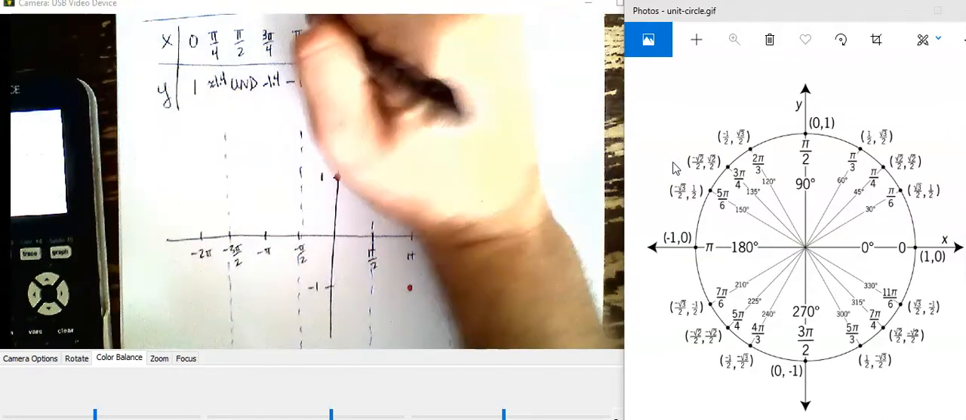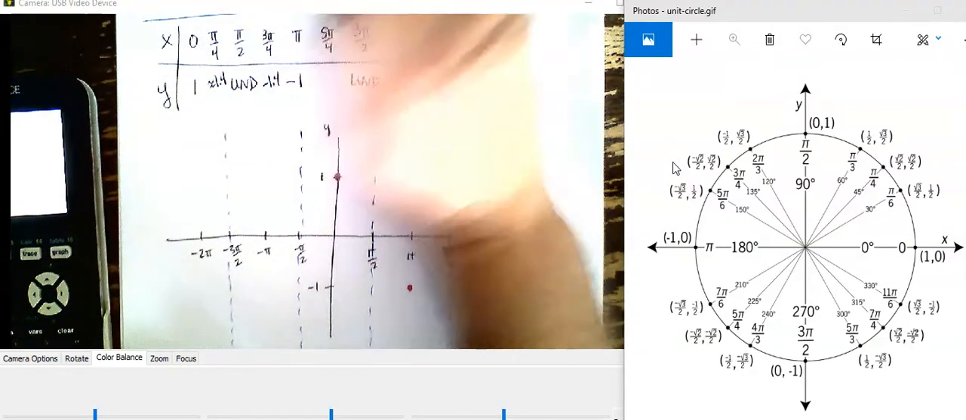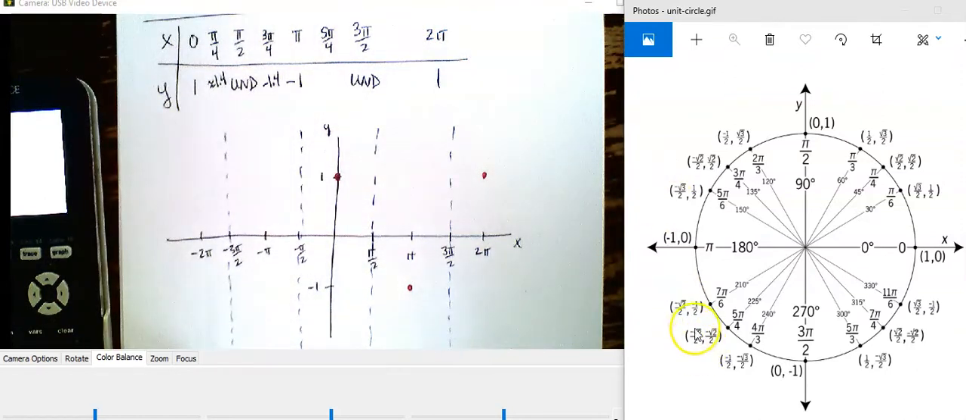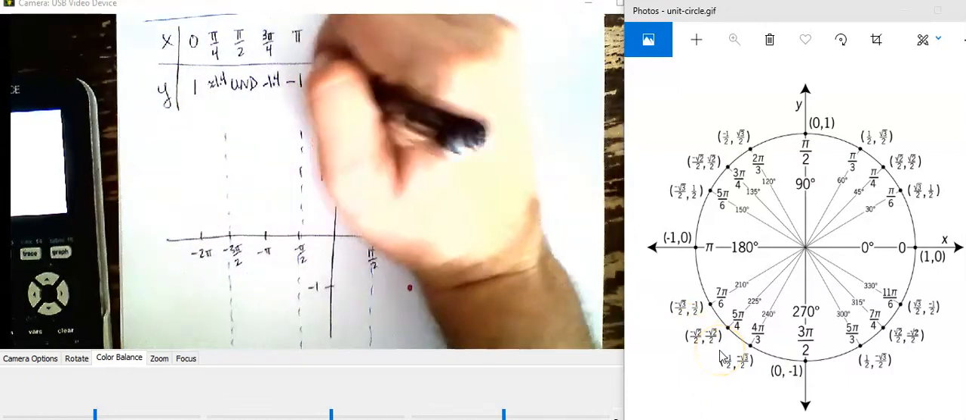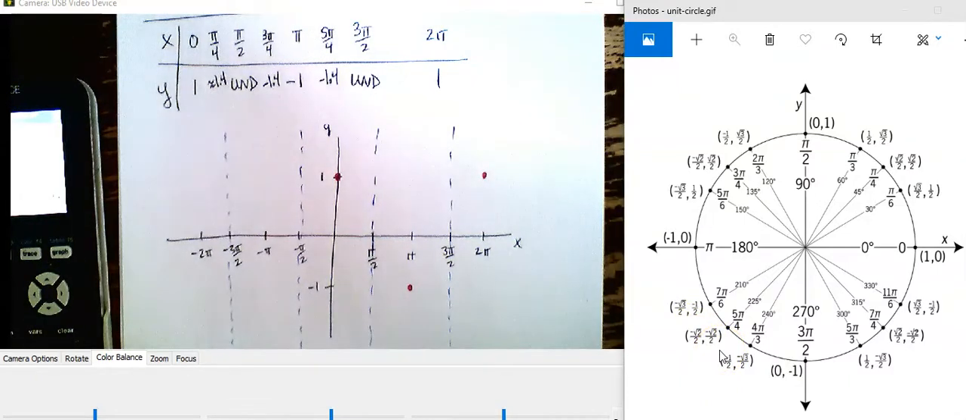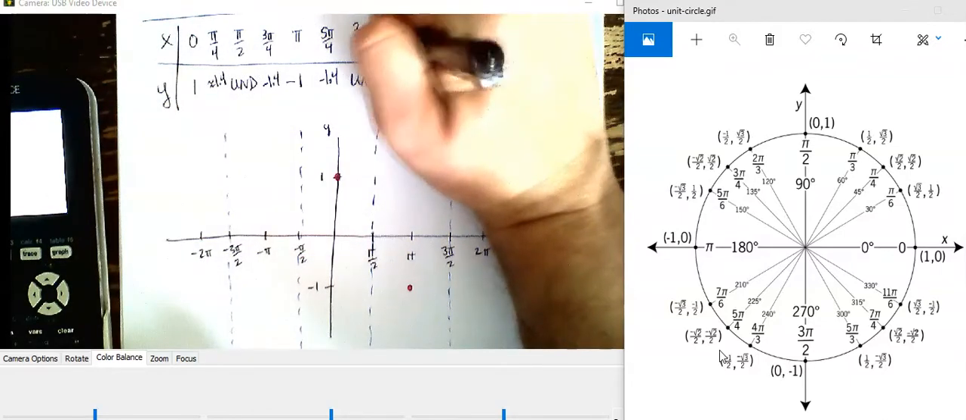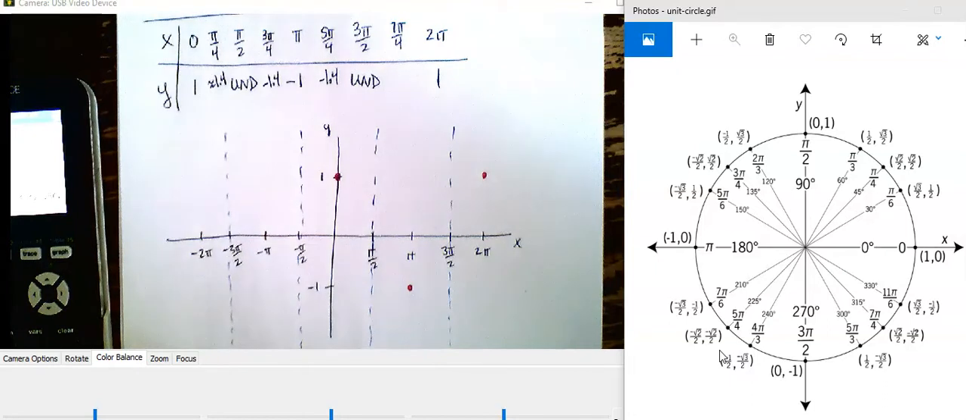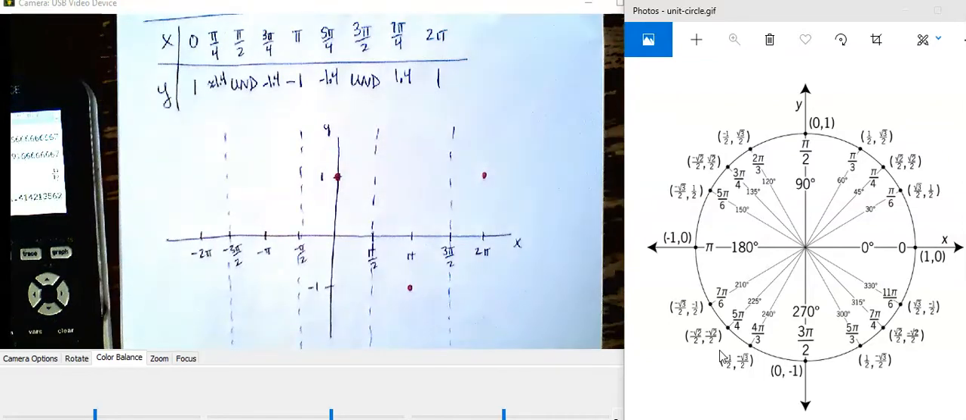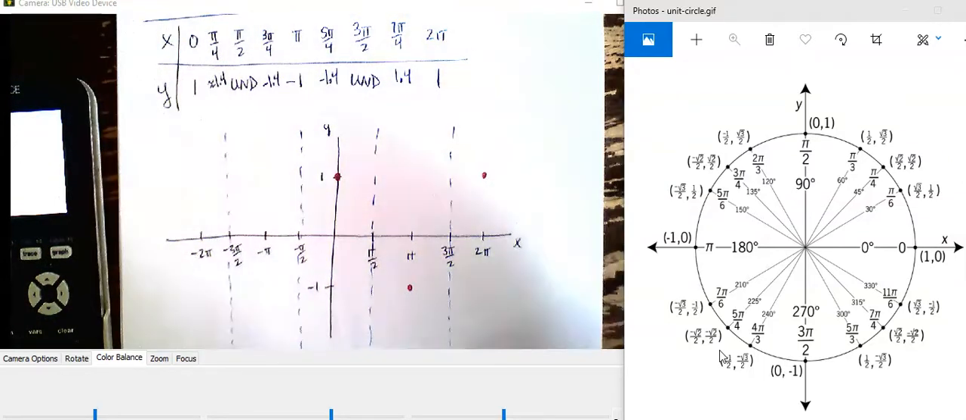Then going around, and next is 5 pi over 4. The cosine is again negative root 2 over 2, so that's the same, about negative 1.4. And at 7 pi over 4, cosine is back to positive root 2 over 2, so that's positive 1.4. Okay. So let's see what we get.